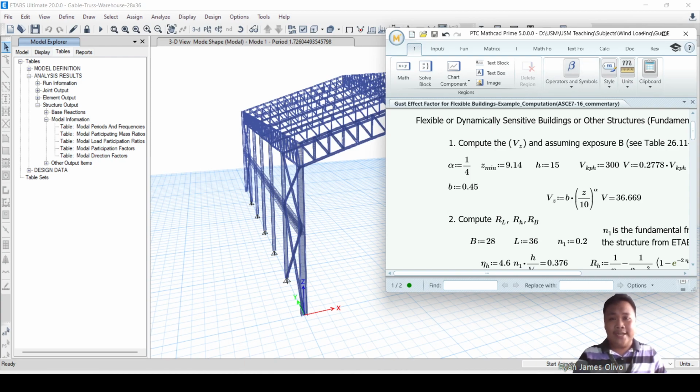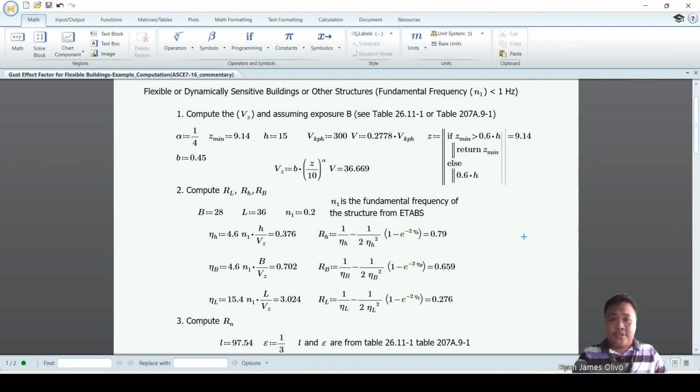So let's try to assume. We have, I think, the roof mean height in this one is 14 meters. And let's assume that the sustained wind speed from the map is 300 kph, because there is a website later that I will show you in future videos, where we can get the sustained wind speed V in kph.